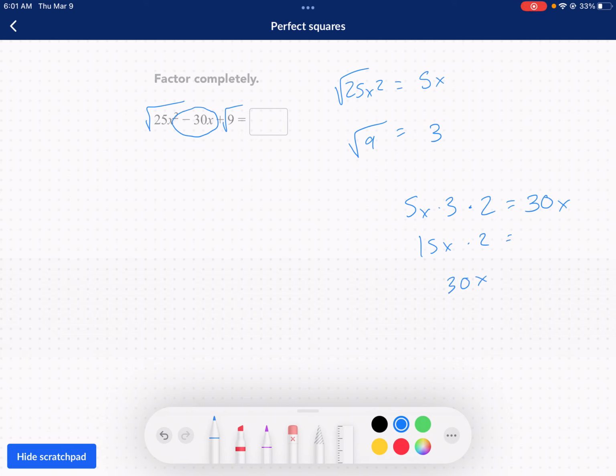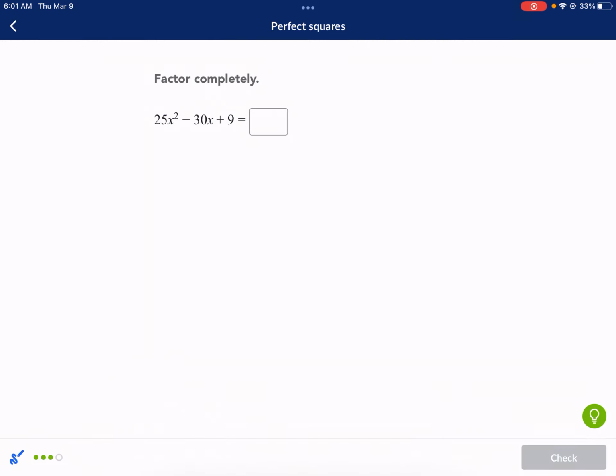It looks like we're going to get it. 30x equals 30x. Great. Now, what changes? We didn't factor out anything, so nothing's going to go out in front there. Then we're just going to take these square roots and put them in the different spots. This is the first spot, put that in the second spot, and then we're going to put a minus there. We just copy that minus down because there was a minus. Anytime you see a minus, you put minus. Anytime you see plus, you put plus. Don't forget the squared, and that's it. So 5x minus 3 squared, and we're done.